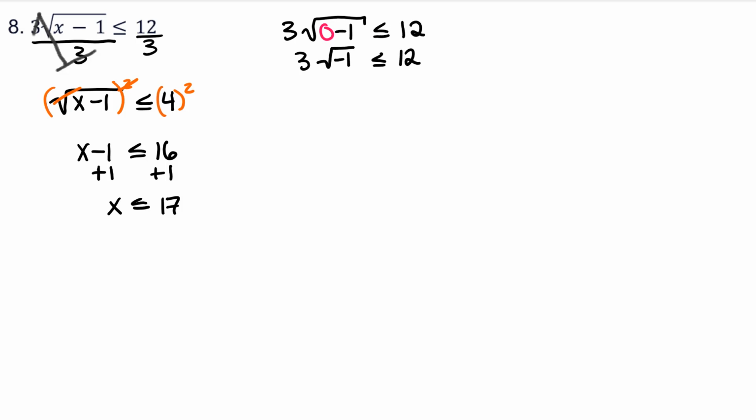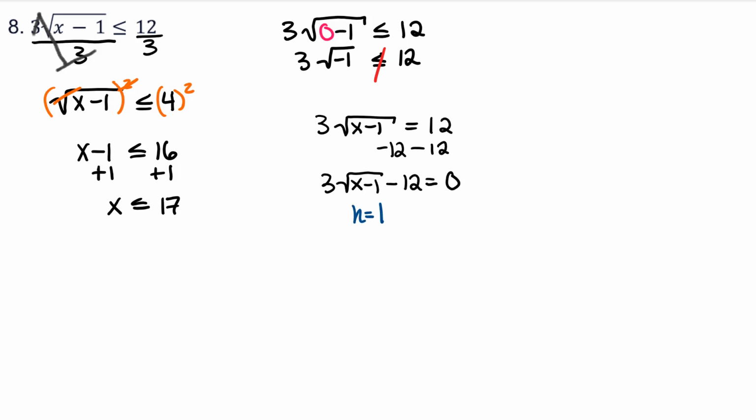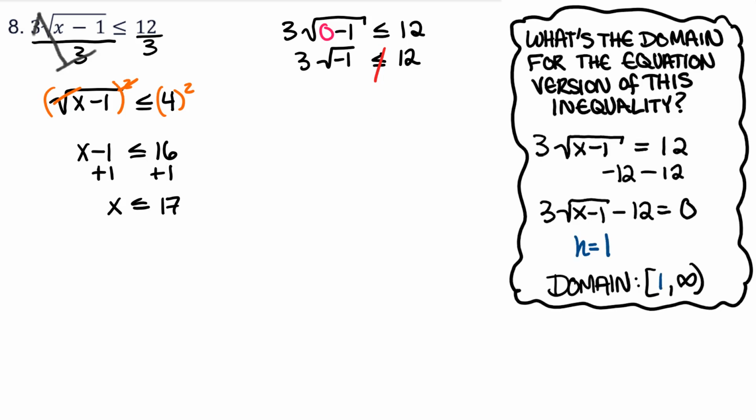Wait a minute, x can't be any value that's less than or equal to 17. There have to be two boundaries for this interval of solutions because we cannot square root a negative number. Our upper boundary is 17 inclusive, but what's the smallest number that's still a solution to this inequality? To find that other boundary, find the domain of the equation version of this radical inequality. Because h equals 1 and you have no reflection in the y-axis, the lower boundary of this interval of solutions should be 1.